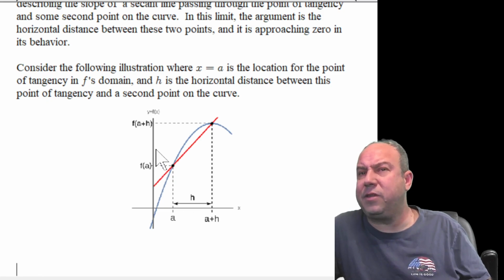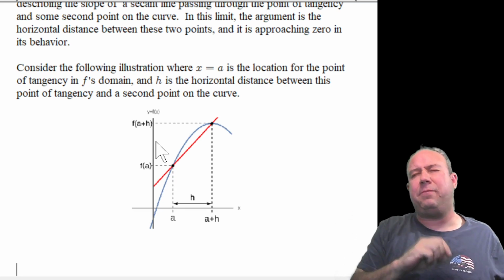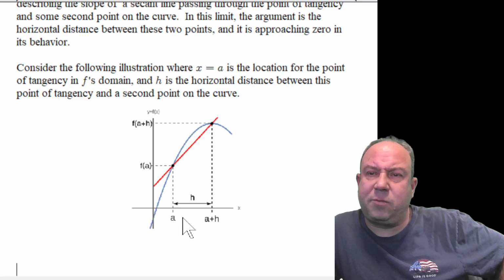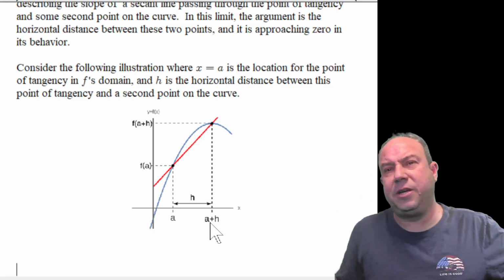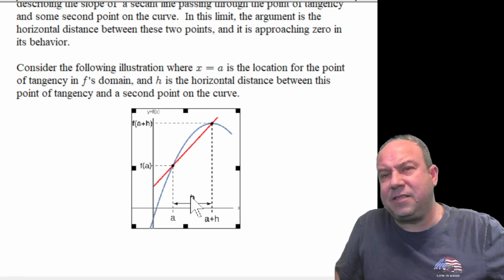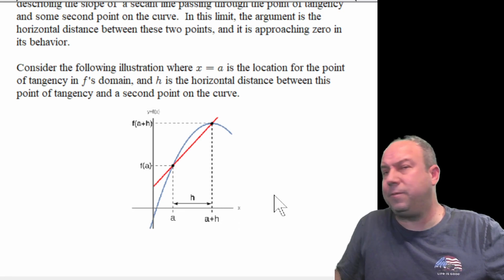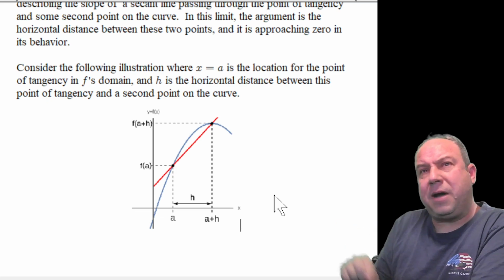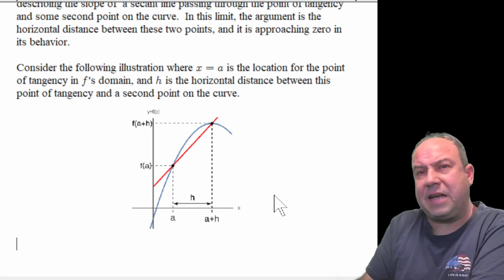My rise for this slope is the difference between f at a plus h and f of a, and my run is the difference between a and a plus h, which simplifies to the statement of just the value of h. Right? So it's f of a plus h minus f of a divided by h. That would be the slope of that secant line.